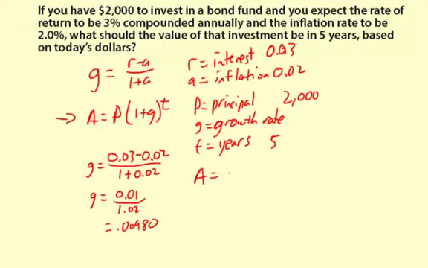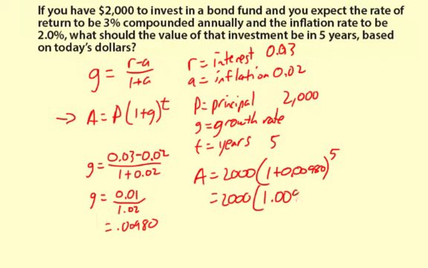So the principal is $2,000, then times 1 plus 0.00980, and that's going to be to the 5th power because it's 5 years. I'm just going to simplify this a little bit because the 1 plus 0.00980, that's easy to simplify. So it's going to be 2,000 times 1.00980 to the 5th. Okay, so that's going to be the present value of that investment.